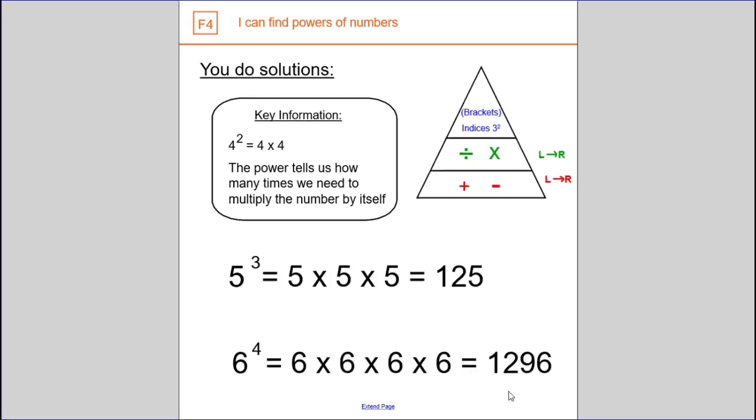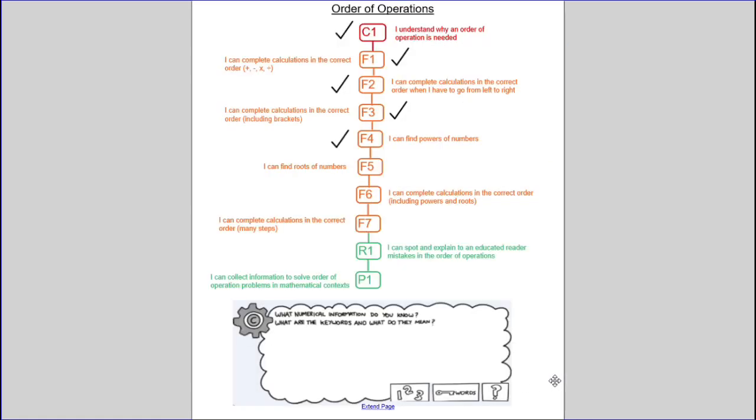Here's solutions. Make sure that you self-assess your work. So for the first one, you should have done 5 times 5 times 5, which is 125. For the next one, you should multiply 6 by itself 4 times, and you should get 1,296. And that's the end of F4, and we are now ready to move on to F5.